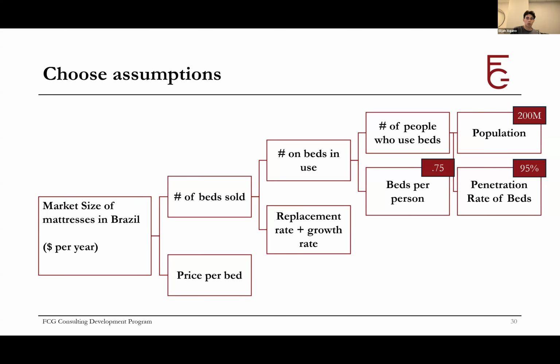Okay. So in terms of a replacement rate, Carol, do you want to come off mute and talk about your replacement rate or maybe some rationale behind it? So just to be clear, replacement rate is how often you change your bed? Correct.